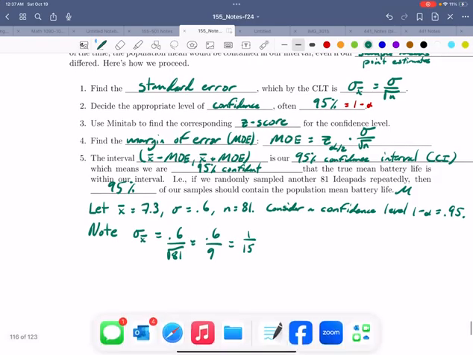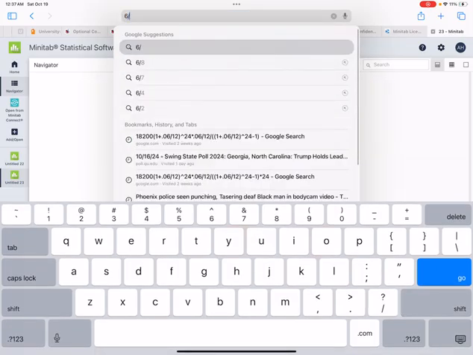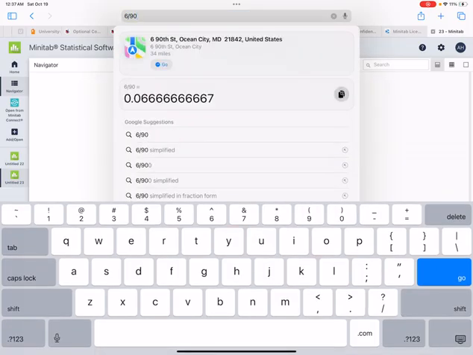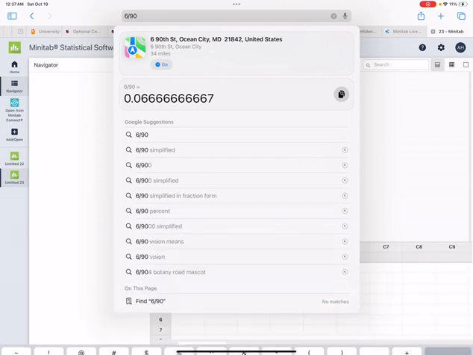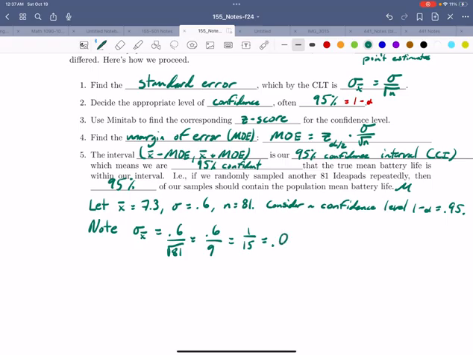Now that said, maybe I should be a little bit nicer than that. 6 divided by 90. Okay. So 0.067 repeating. Okay, so there we go. So let's do this the long way and find the margin of error.